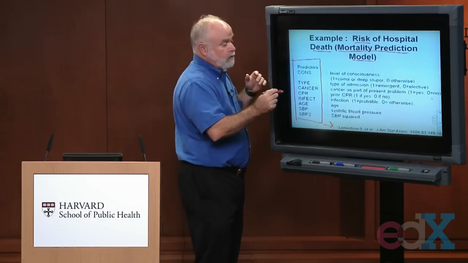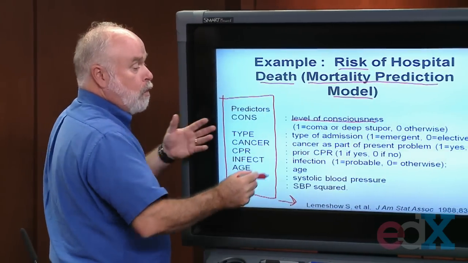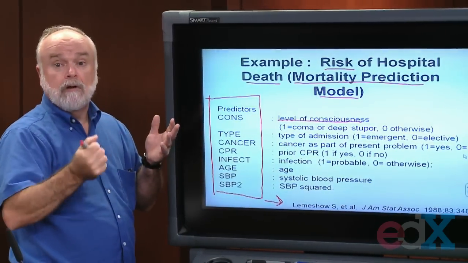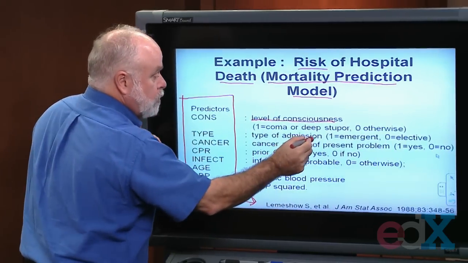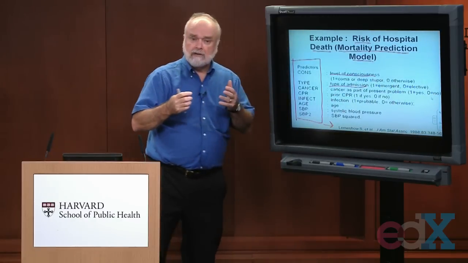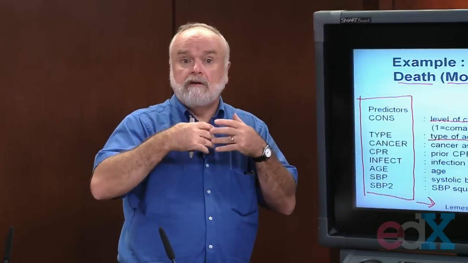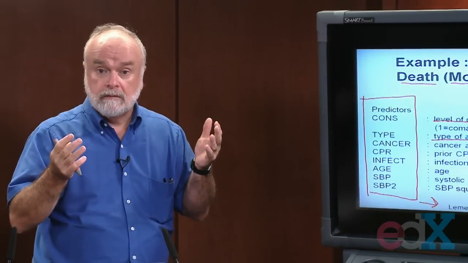They had a binary risk factor, which is the patient's level of consciousness, coded as 1 or 0. 1 if the patient was essentially comatose, 0 otherwise. They had another risk factor, which was the reason for the admission, the type of admission. Was this an emergent admission to the hospital, or was this an elective admission? In other words, if someone was scheduled for surgery, and that surgery routinely meant that you went to the intensive care unit after finishing the surgery, that would be an example of an elective admission. It was planned. An emergent admission means that something went wrong. You might have had chest pain, a heart attack, and they rushed you to the hospital.